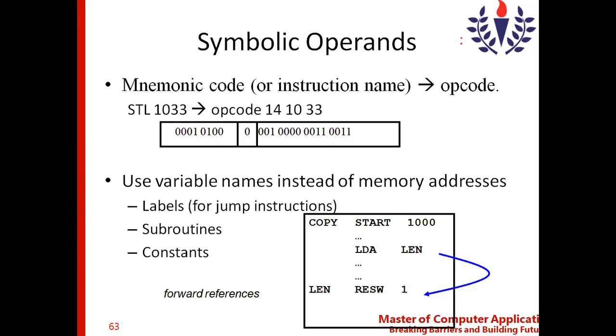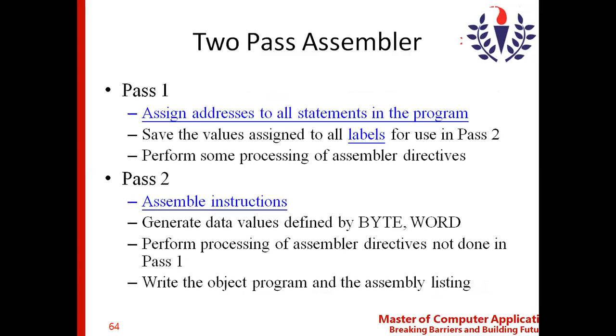Not only for labels, even if you have any subroutines or constants, in those places the assembler will not be able to do the conversion in a single pass. That is the reason it has to make two passes. So we move on to the two pass assembler. The two pass assembler performs the conversion or translation from the source program into the object program. For making the object program, the assembler has to undergo two passes, that is pass 1 and pass 2.